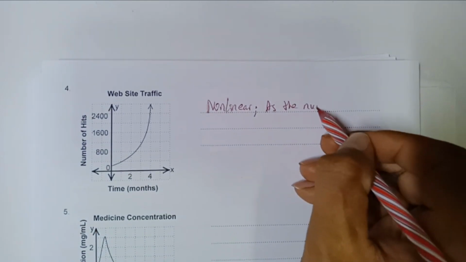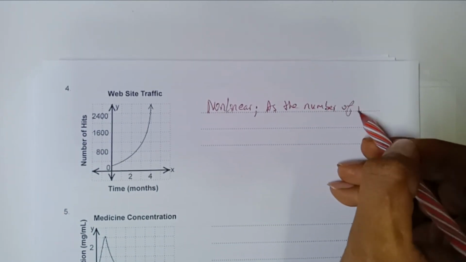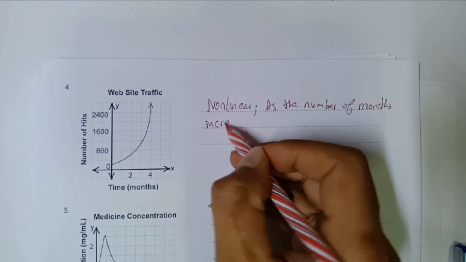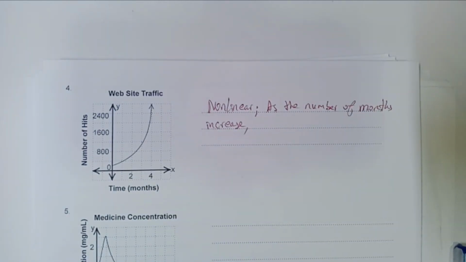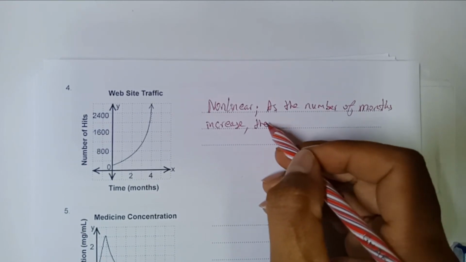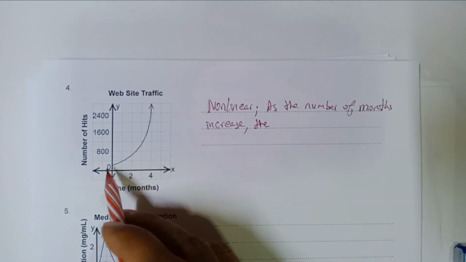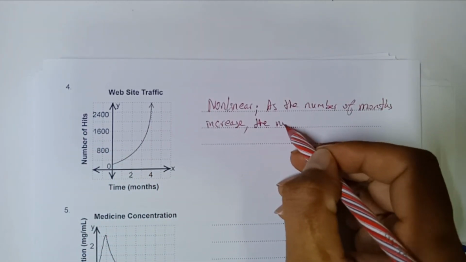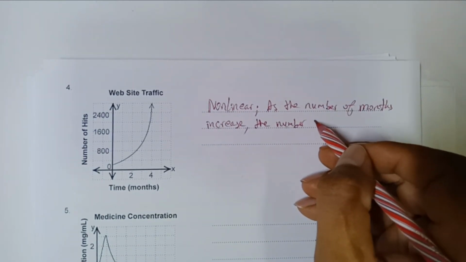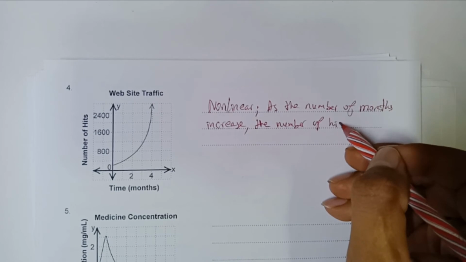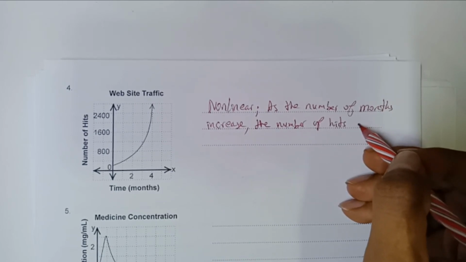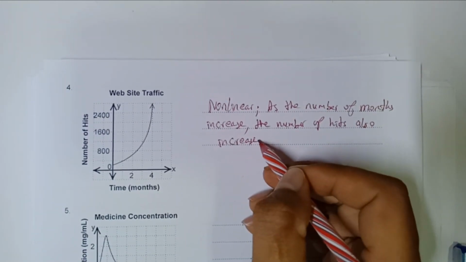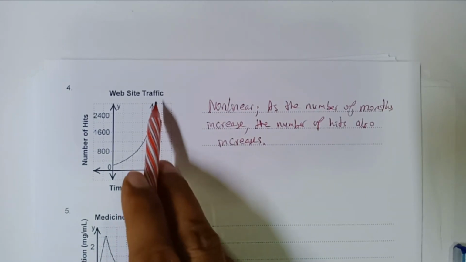As the number of months increases, the number of hits also increases. You can say it's also expected to be increased or to be continued.